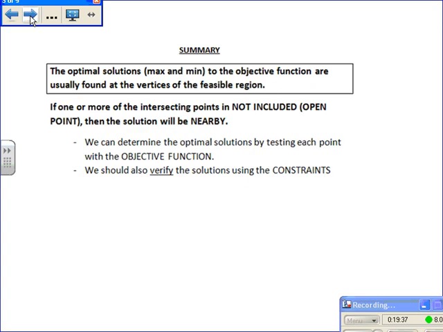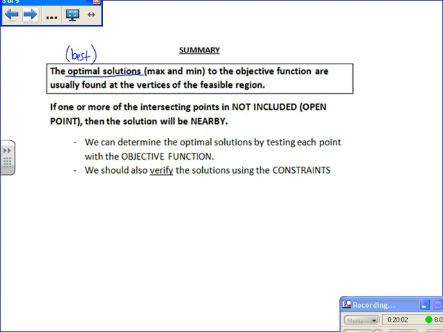All right, here's a summary for you, just to kind of put this all together. This is a lot of information, I know. Okay, the optimal solutions. Remember that optimal is another word for the best. In this case, if it's something they're trying to maximize, it'll be the greatest solution, or the least solution if it's something you want to minimize.